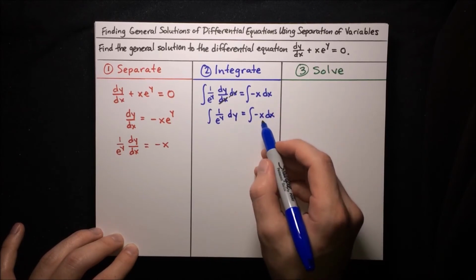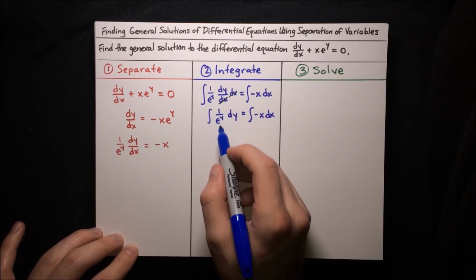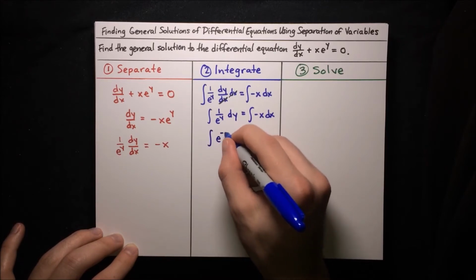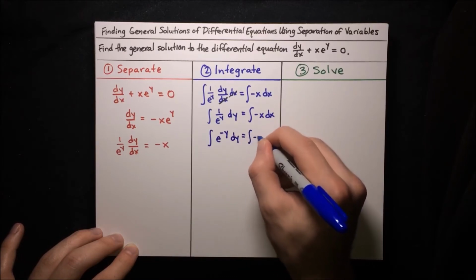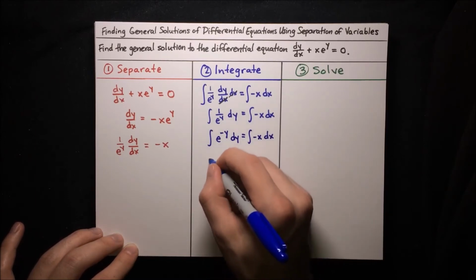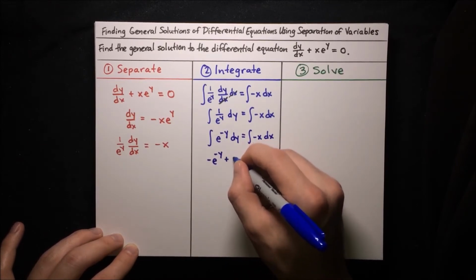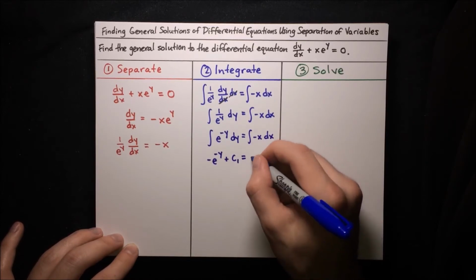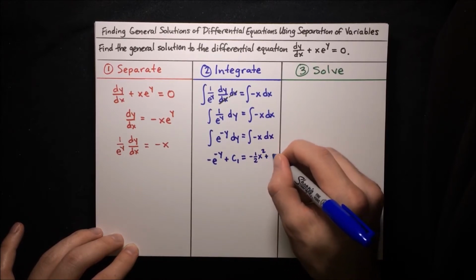This right-hand integral is easy to solve, but the left-hand integral requires a bit of manipulation first. Instead of writing 1 over e to the y, let's write this as a single exponent, no fraction, just e to the negative y. So integral of e to the negative y dy equals integral of negative x dx. And now we can solve both integrals. Integral of e to the negative y is just negative e to the negative y. So that plus some constant of integration, call it c1, is equal to the integral of negative x dx. That's just negative 1/2 x squared plus a constant of integration, call it c2.